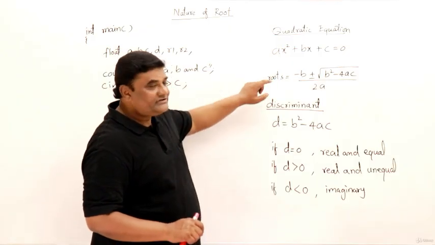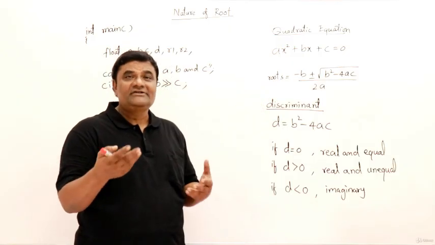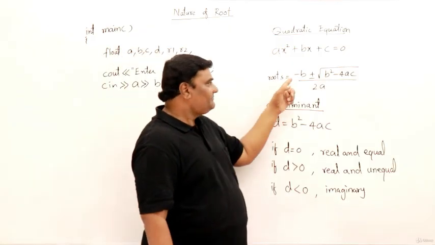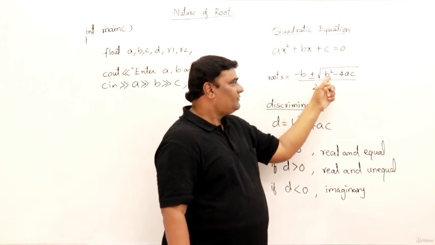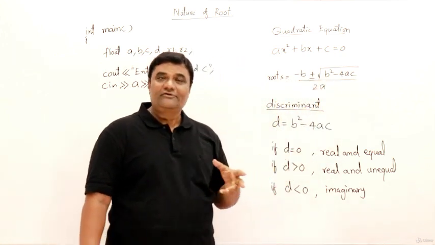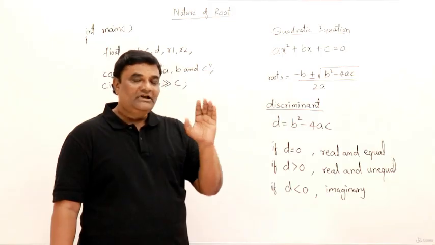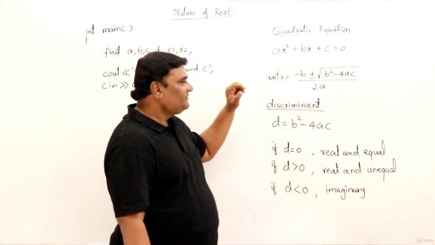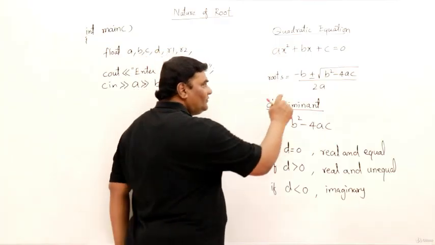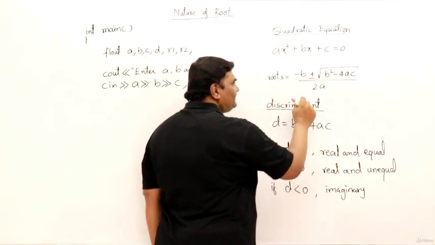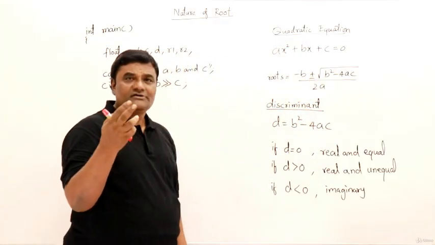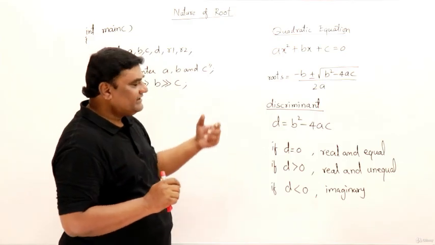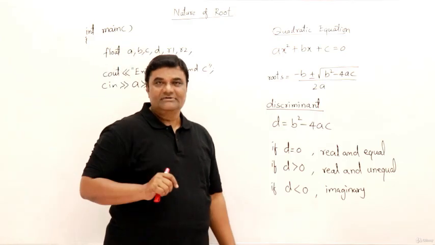Then roots, what is the formula? Every student knows this one. The formula is minus b plus or minus square root of b square minus 4ac, by 2a. Now, if you know the values of a, b, c, you can substitute them here and you can get the root. And for getting the other root, we take minus, and we get another root. So actually we get two roots, right? Because this is quadratic, so two values of x are possible.